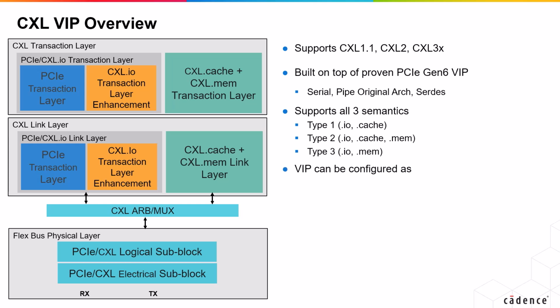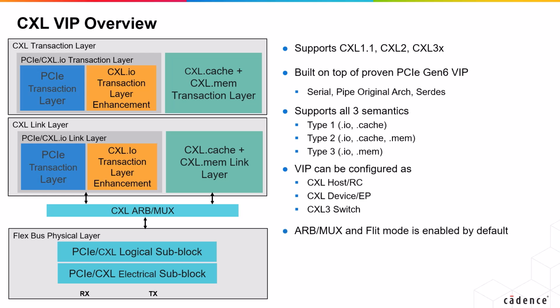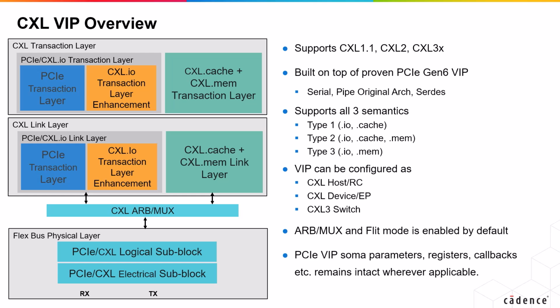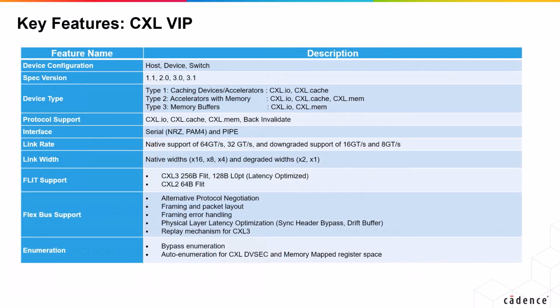The VIP can be configured as CXL host or RC, CXL device or EP, and CXL3 switch. The ARB, MUX, and Flit modes are enabled by default. In addition, PCIe VIP SOMA parameters, registers, callbacks, etc. remain intact and supported in CXL VIP as well wherever applicable. This and subsequent slides mention CXL VIP features.